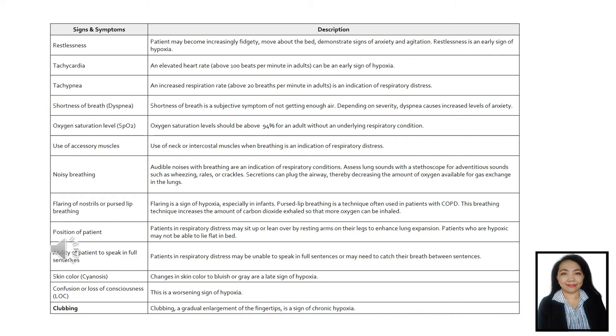above 100 beats per minute in the adults, which can also be an early sign of hypoxia. Tachypnea, ganun din, a compensatory mechanism for low oxygen levels in the body. And of course, our very famous dyspnea or our shortness of breath. We also have a very low otosat. Then there is this use of accessory muscles. Ano nga ba ulit yung accessory muscles? Yes, your abdominal muscles and your intercostal muscles.